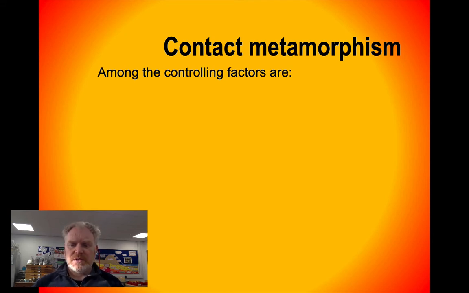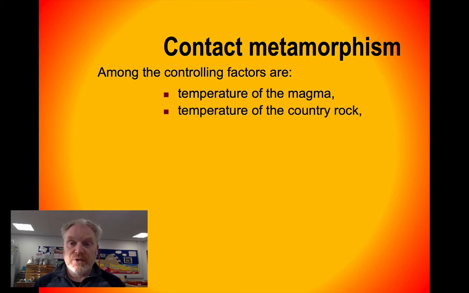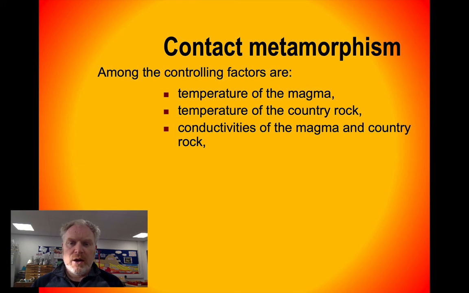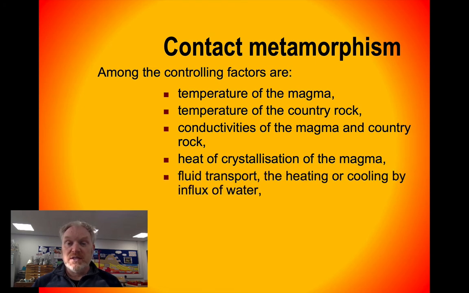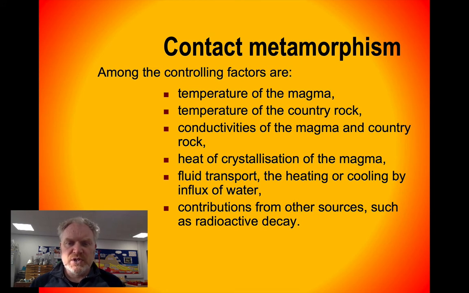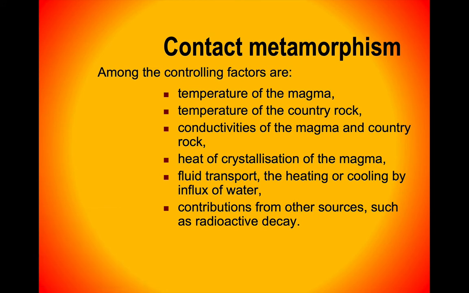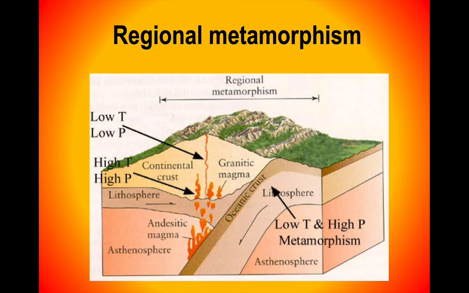So when we think about contact metamorphism then, we need to think carefully about the temperature of the magma. Mafic magma is hotter than silicic magma, for example. The temperature of the country rock. We get most metamorphism where there's the biggest contrast between the magma and the country rock. How conductive to heat the magma and the country rock are. What's the temperature that the magma crystallizes at? As I said, fluids can have an effect as well. And there may be other sources of heat as well, particularly at depth.